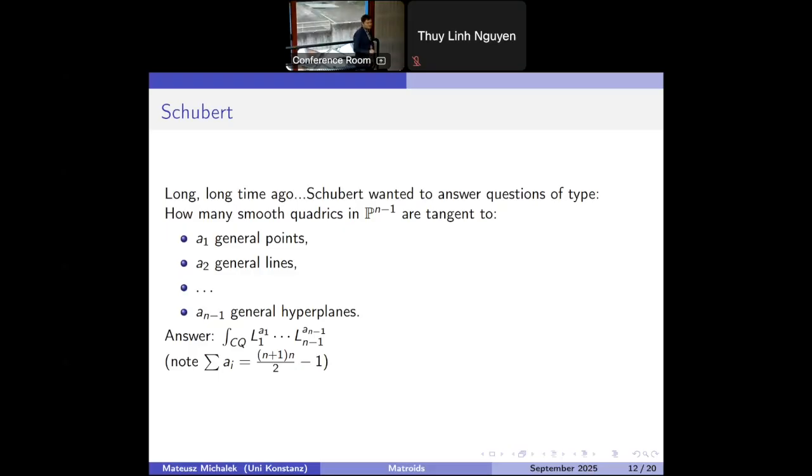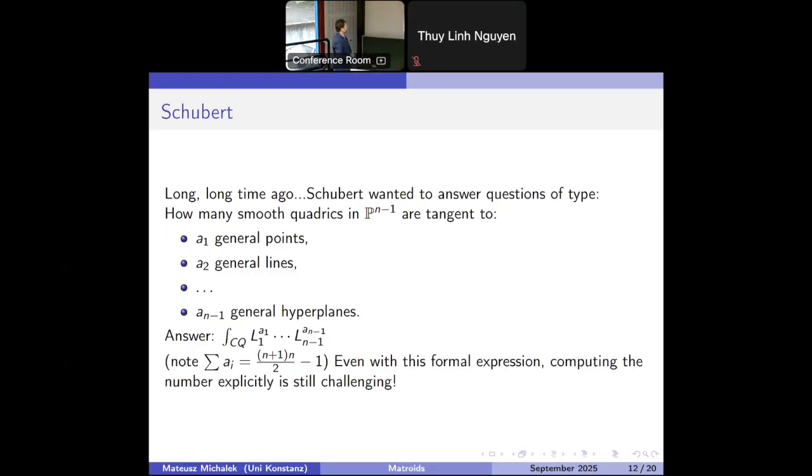I want to give you some taste of what Schubert might have been thinking. But as I said, even with this formal expression, computing the number is very challenging.